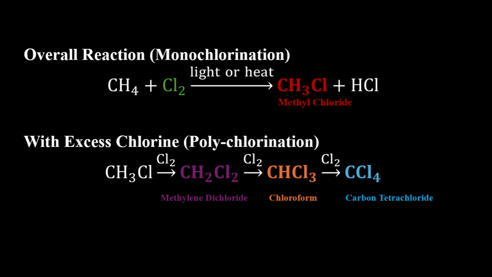Here's the overall reaction for monochlorination. Methane reacts with chlorine gas in the presence of light or heat to give methyl chloride, also called chloromethane, and hydrogen chloride as a byproduct.